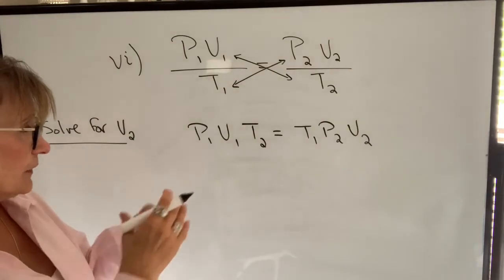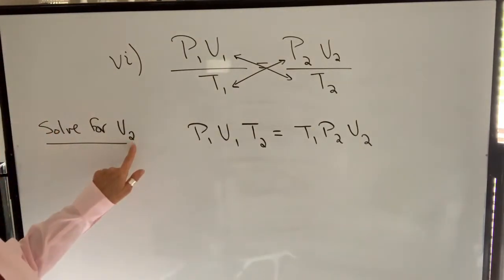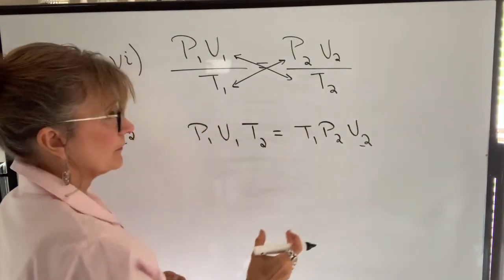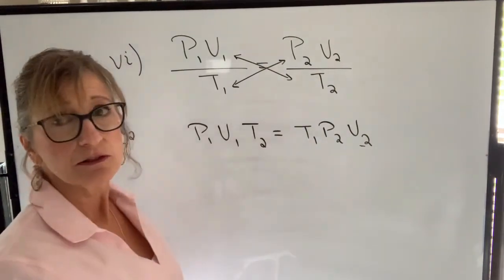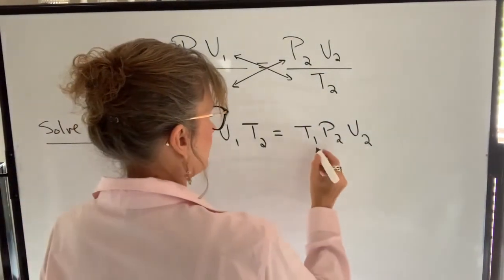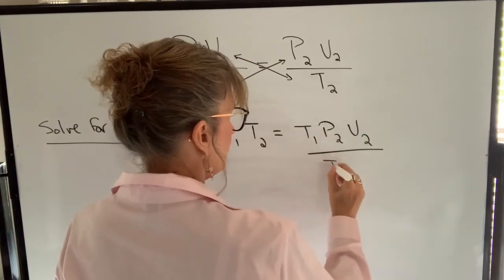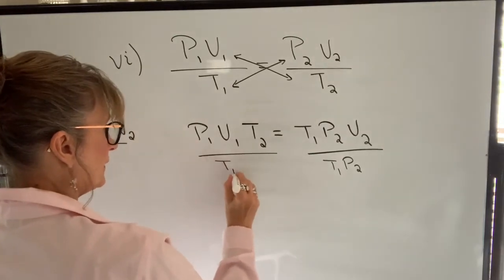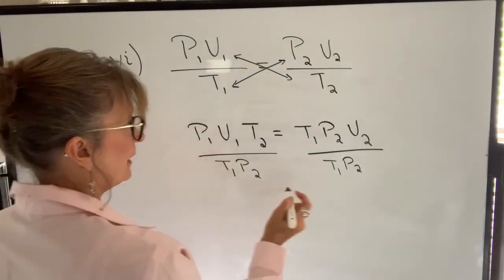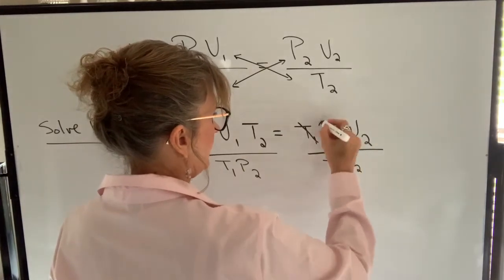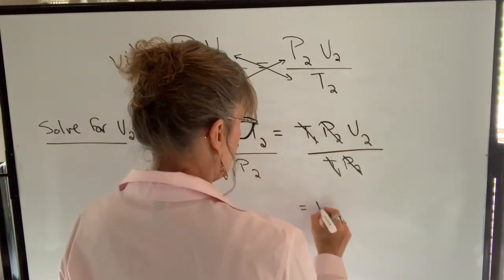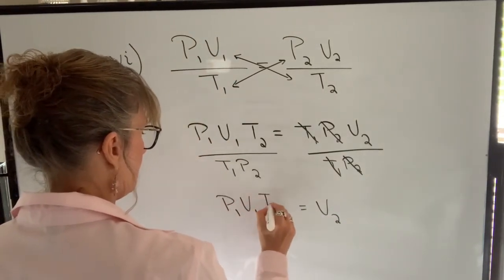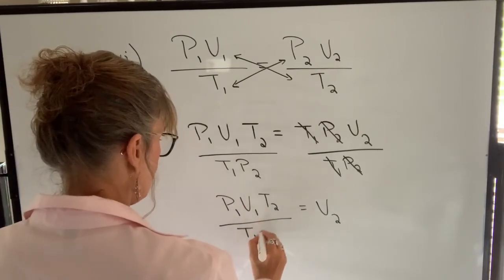Now that we have it in that form, it's going to make it easier to solve for the variable I want, which is V2. So I need to get that alone. I need to get rid of those factors. It's all being multiplied. So I'm going to divide by T1 P2. If I divide that side by T1 P2, I need to do it to the other side. And what will happen is the T1 will cancel, the P2 factor will cancel, and I'll be left with V2 by itself. So V2 will equal P1 V1 T2 over T1 P2.